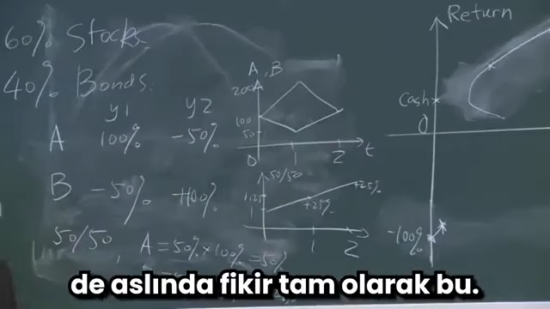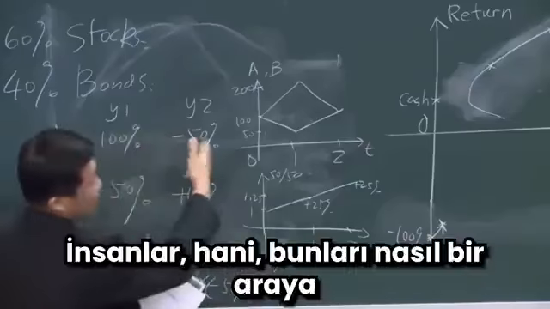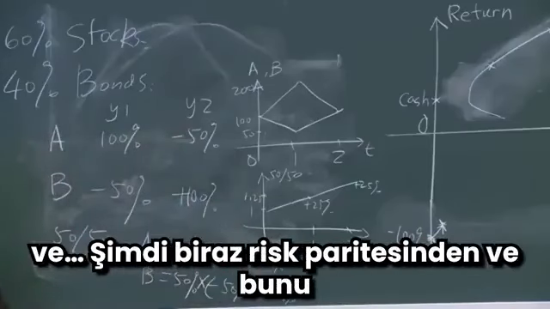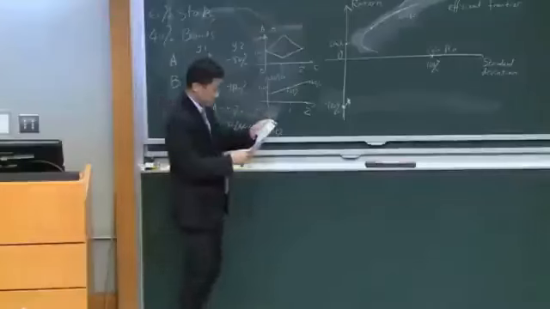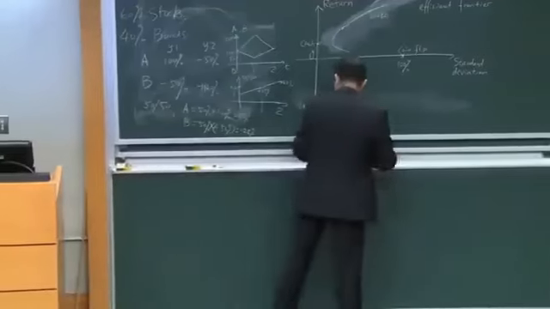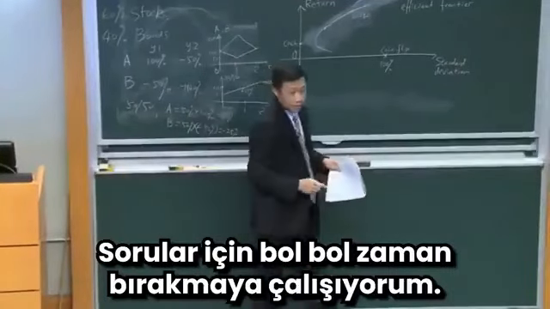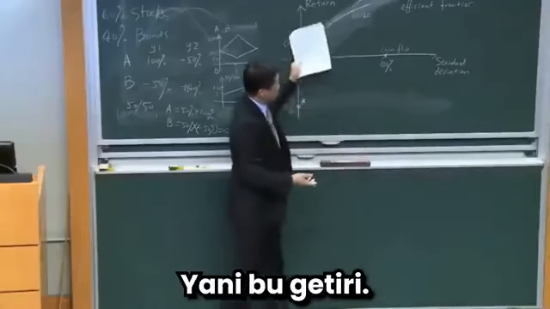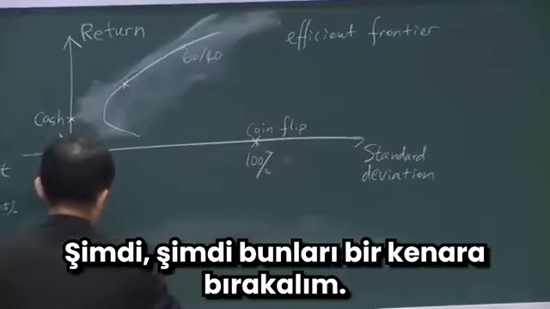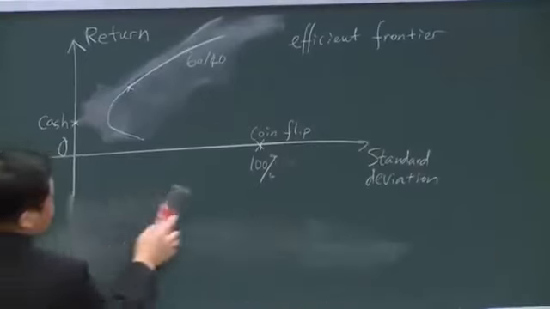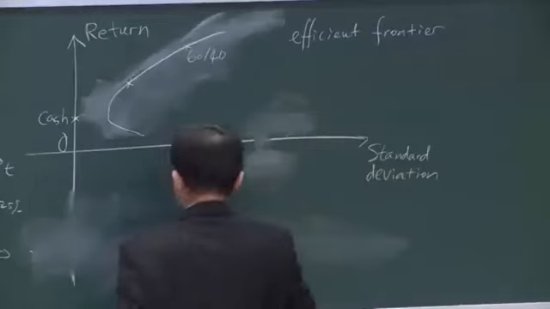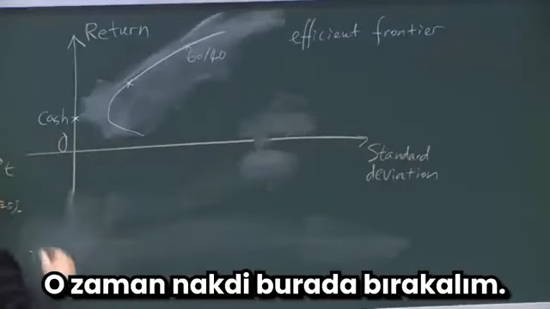And in the 60-40 bond market, that's really the idea. People think about how to combine them. Let me talk a little bit about risk parity and how you actually achieve it. I try to leave plenty of time for questions. So that's the return, and let's forget about these. Let's leave cash here.